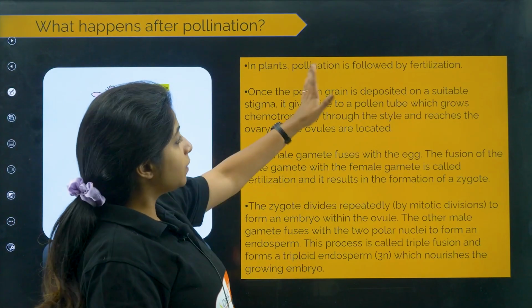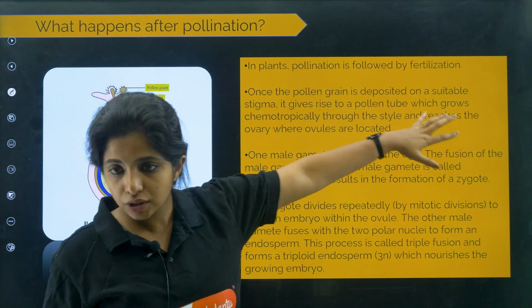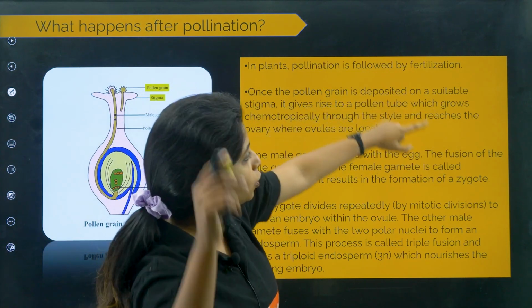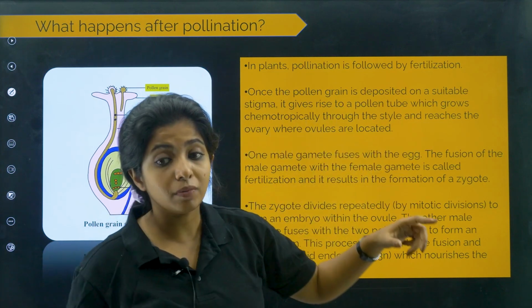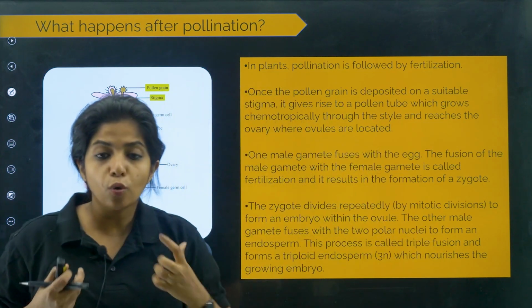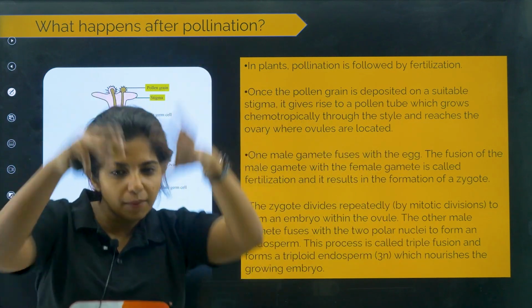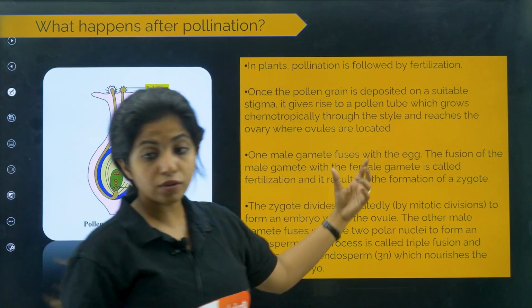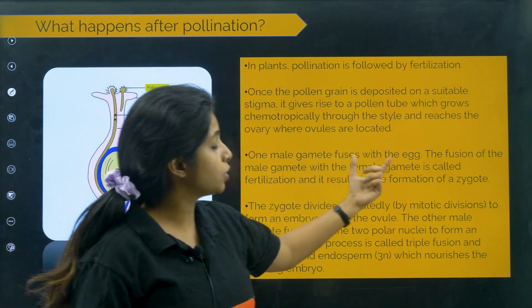Now listen to me. In plants, pollination is followed by fertilization. Once the pollen grain is deposited on a suitable stigma, it gives rise to a pollen tube, which grows chemotropically. What do you mean by chemotropically? On the basis of chemicals. So the ovule is releasing certain chemicals, and the tube comes through the style and reaches the ovary where the ovules are located. One male gamete fuses with the egg.